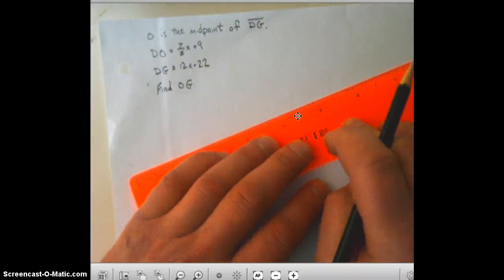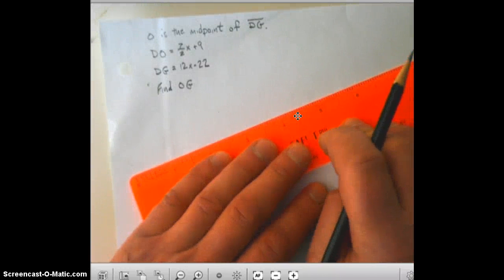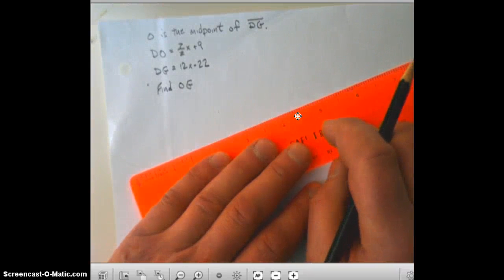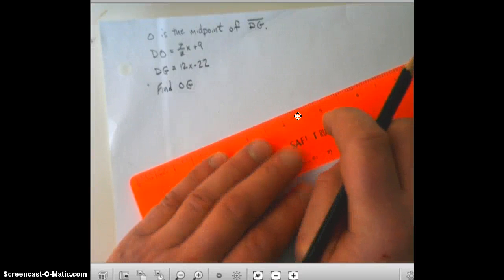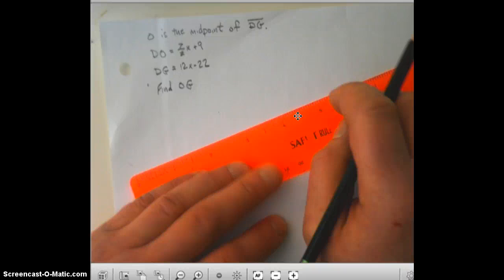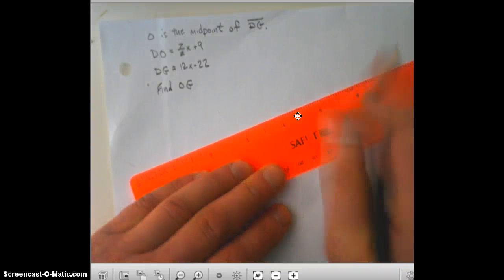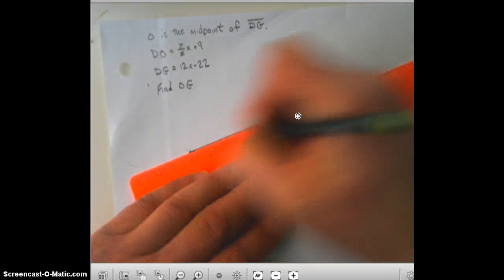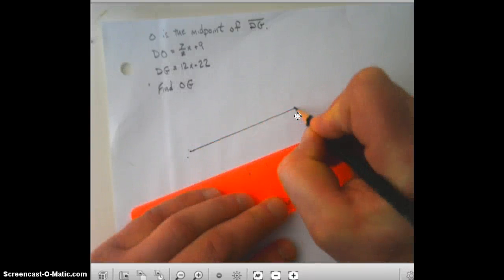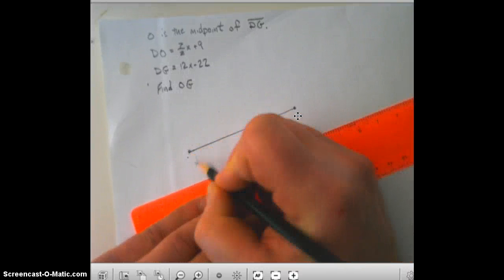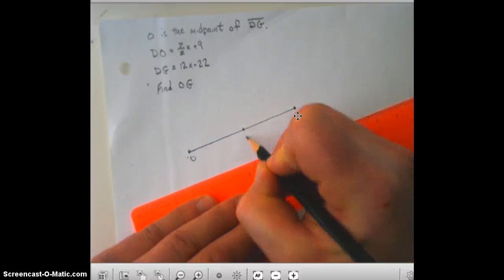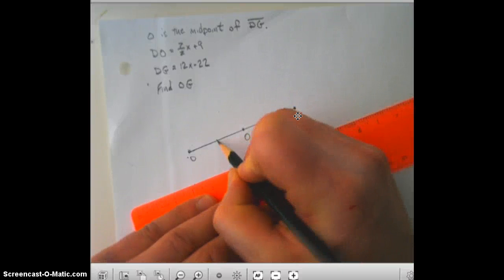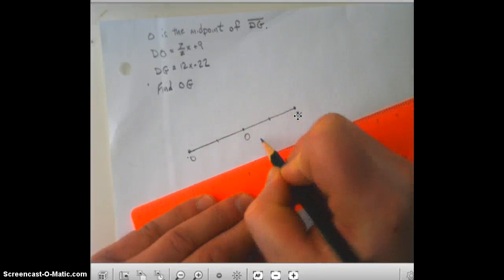Okay, in this next example, O is the midpoint of segment DG. We know the length of DO, and we know the length of DG, and we want to find how long OG is. So why don't you pause the video, write this information down, and while you're at it, why don't you draw yourself a line segment and label it DG. You want to put O in the middle, and tick mark to show that O is a midpoint.